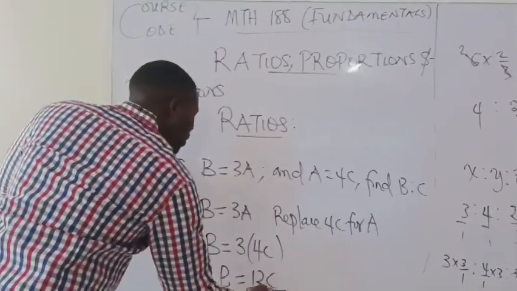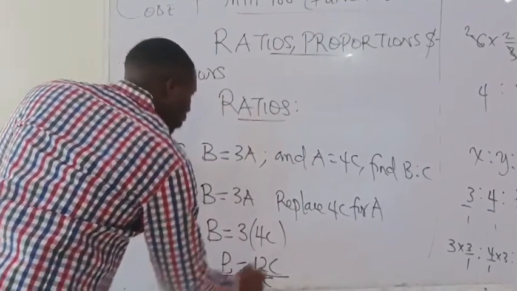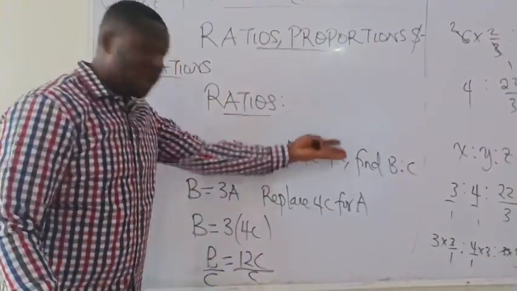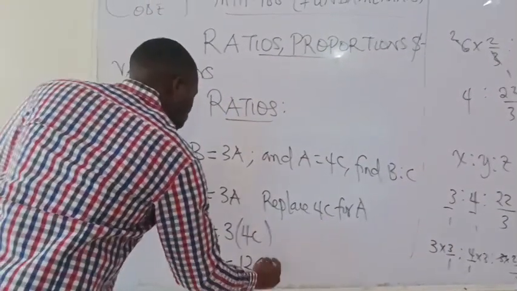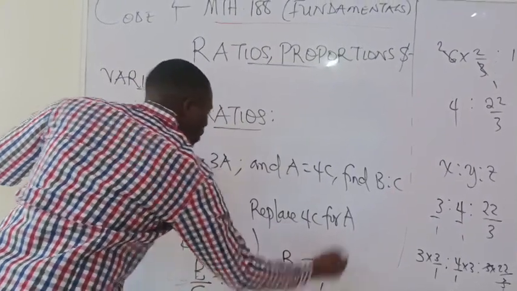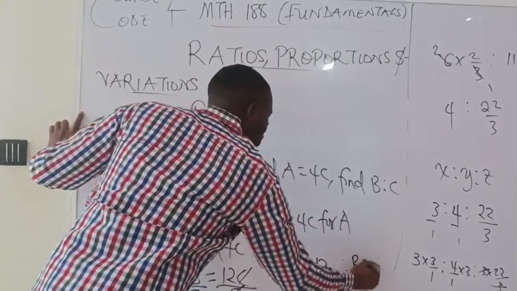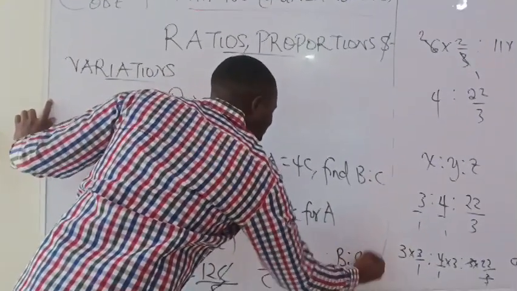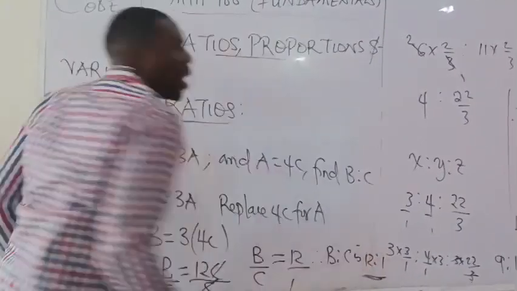Now we could divide both sides by c. Since I'm looking for the ratio b to c, which is the same as b over c, c will cancel out, so I have the ratio b over c is 12 over 1. So we could say therefore the ratio b to c is 12 to 1. And of course that is the answer.